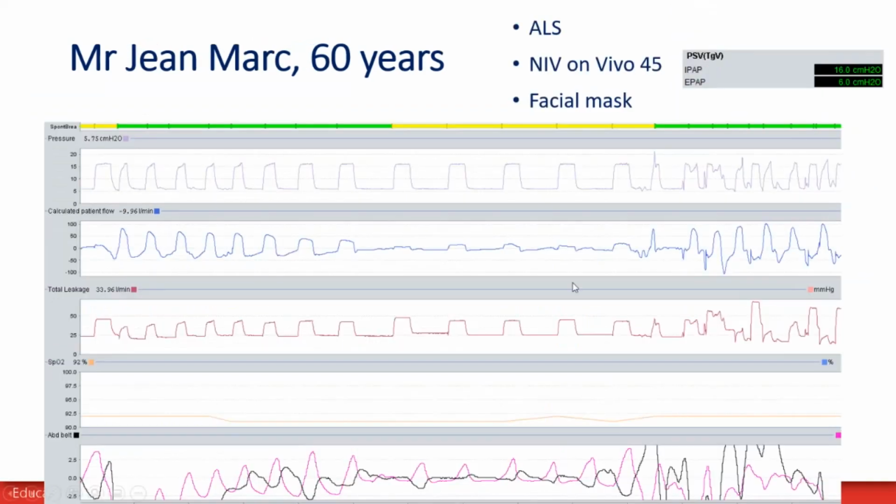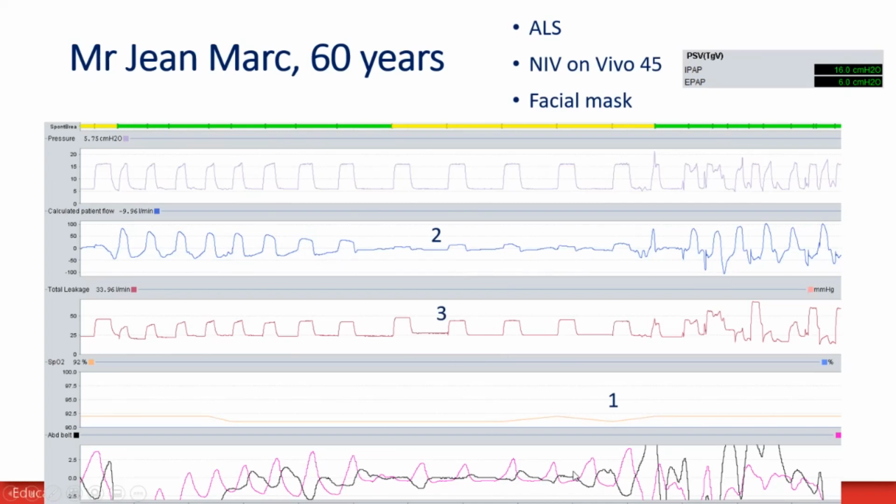Now another case, Jean Marc, 60 years old, is treated for an amyotrophic lateral sclerosis, facial mask, same setting as previously, 6 of EPAP, 16 of IPAP. Again, we will look at the decrease in the SpO2. We look at one event. Again, we have a decrease in both inspiratory and expiratory flow. There is no leakage, so it's an obstruction.